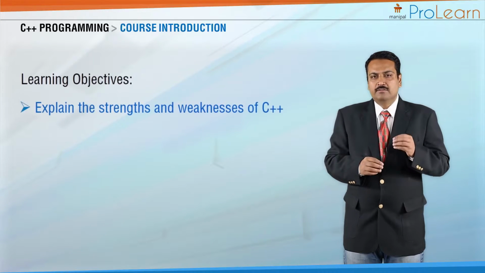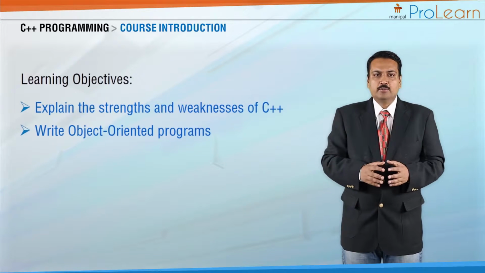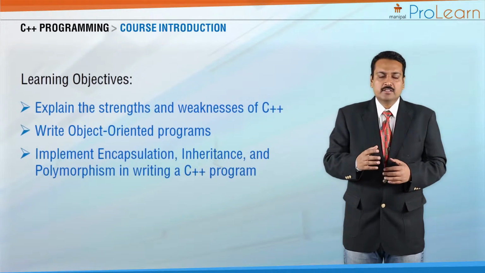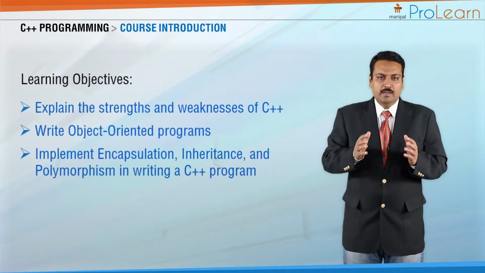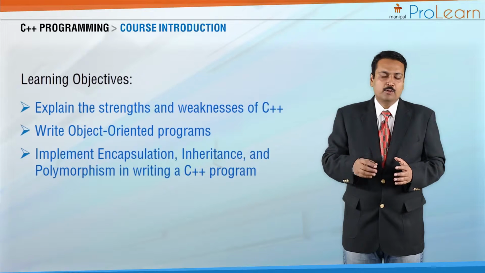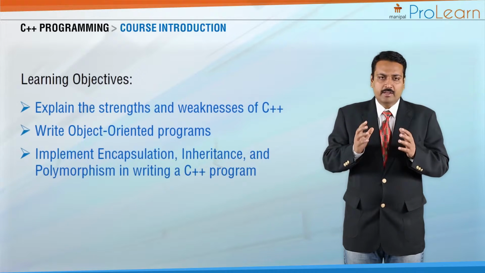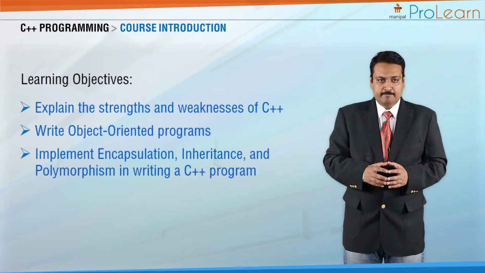After completing this course, you would be able to understand and appreciate the strengths and weaknesses of C++. You will be able to write object-oriented programs. You will be able to explain and implement encapsulation, inheritance, polymorphism in writing C++ programs, and specifically the high point of C++ programming is understanding the idea of polymorphism, and to be more accurate, it is dynamic polymorphism. So this is something very important, and I urge all of you to pay special attention to polymorphism.